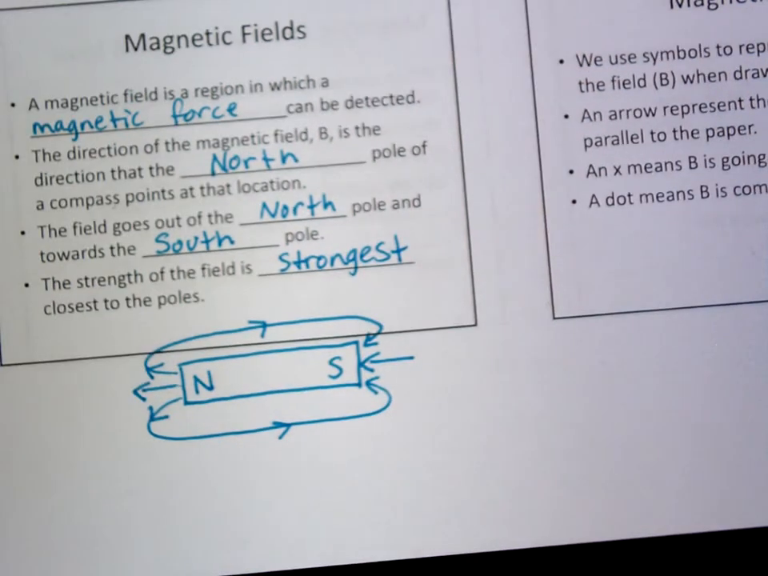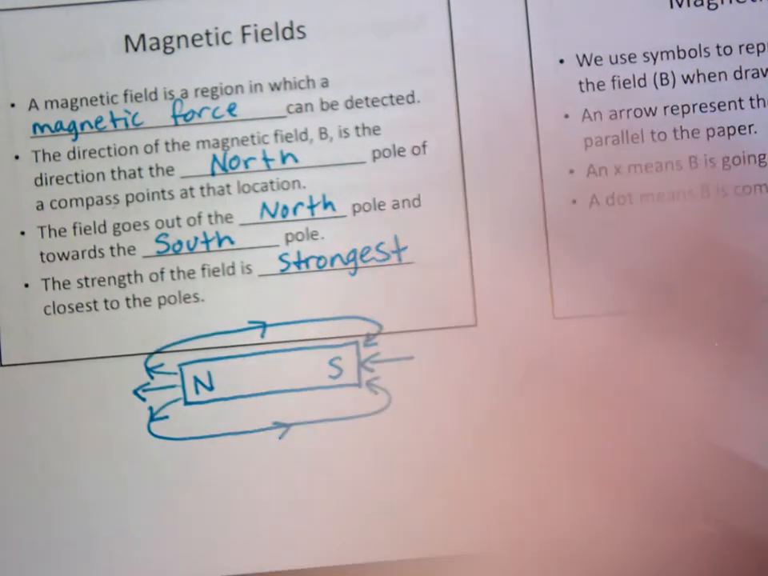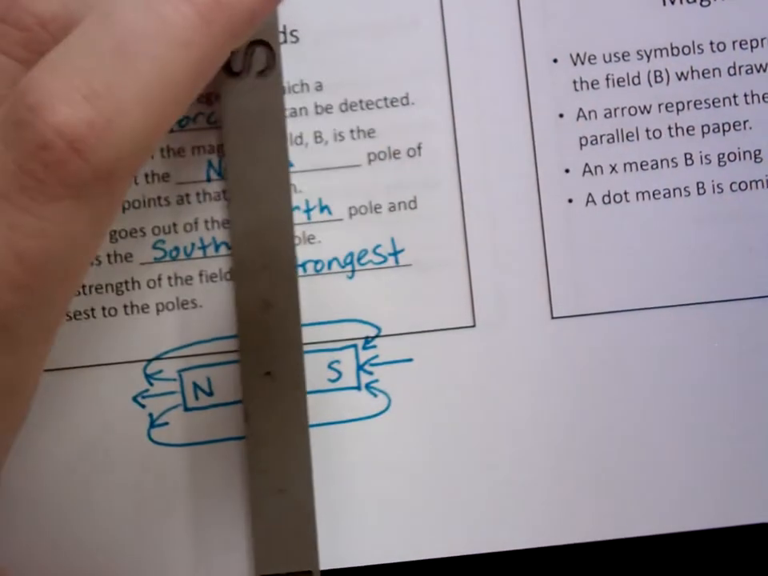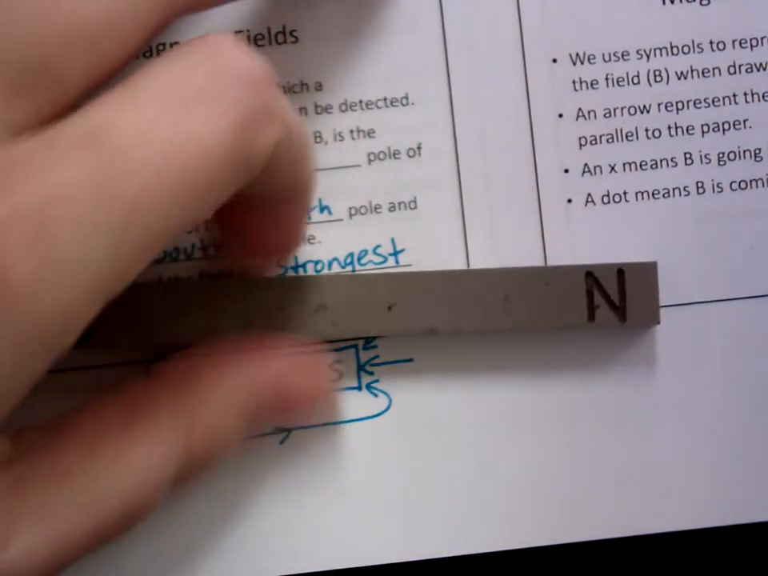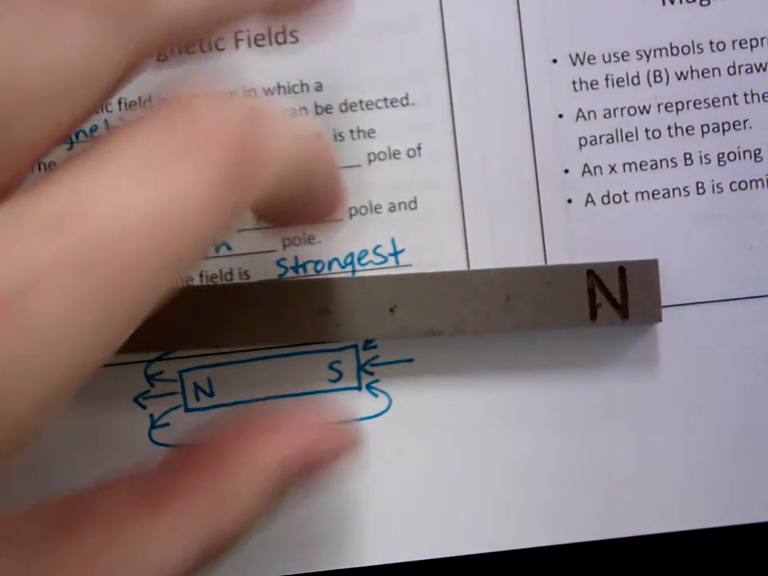So let me show you a magnetic field. I'm going to take my magnet. Let me zoom out a bit. Okay, apparently it's not going to let me zoom out in this mode. Oh well. So if I take my magnet, I'm going to put a sheet of white paper on top, and I'm going to sprinkle some iron filings on top.